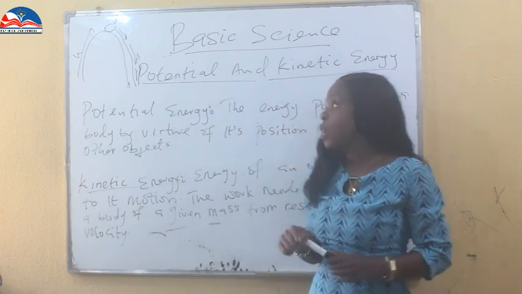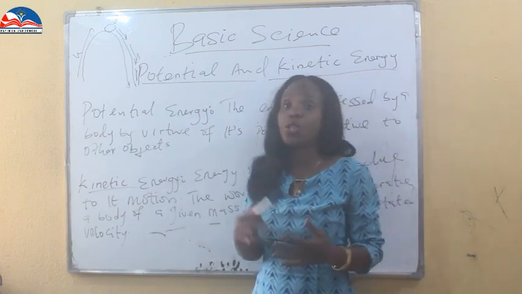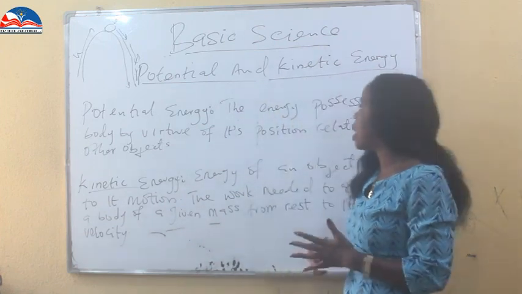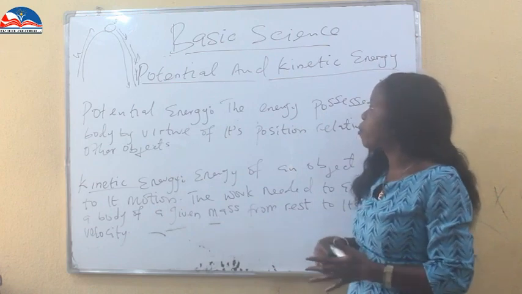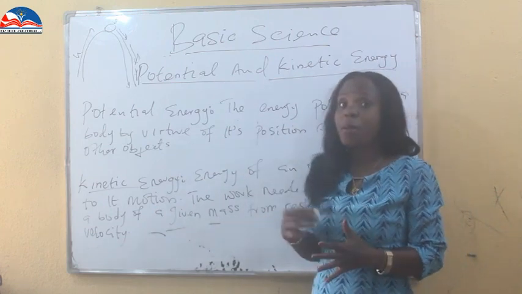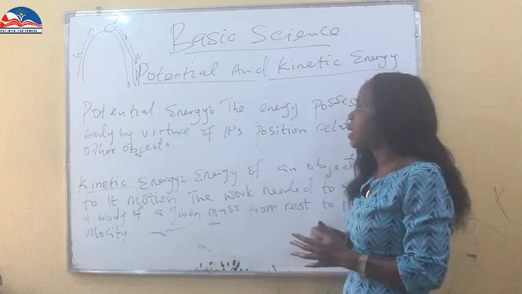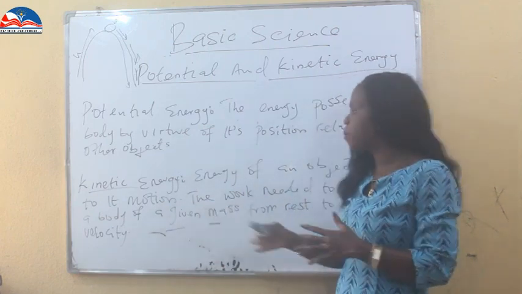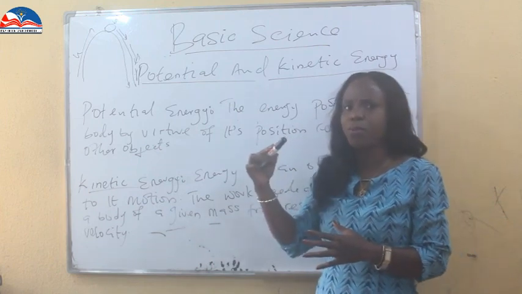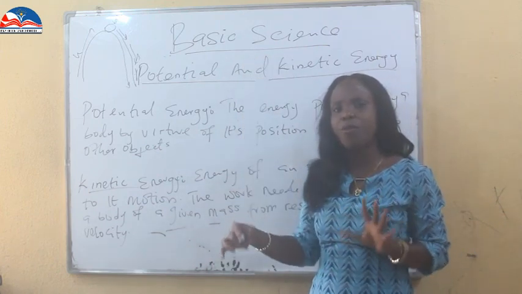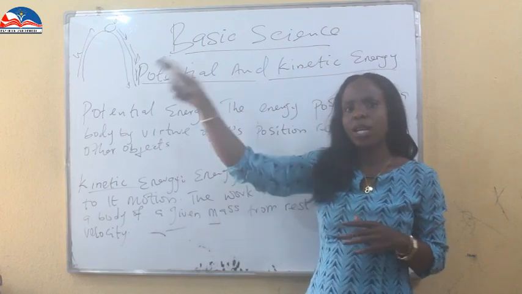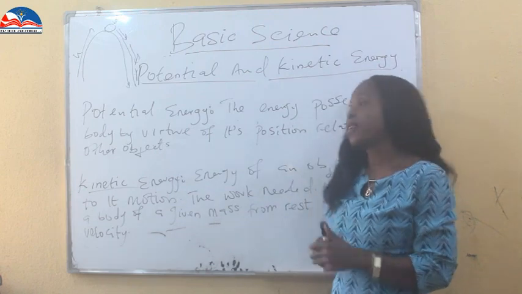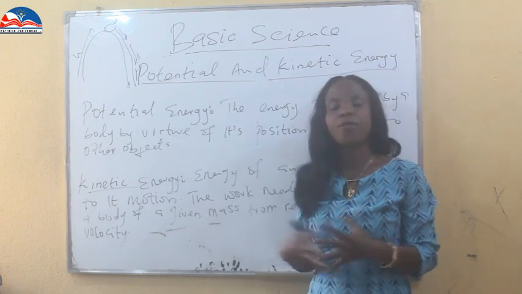Bear that in mind. So in our class for today, we've discussed what potential energy is and what kinetic energy is. Remember that potential energy is energy possessed by virtue of its position, by virtue of its height, while kinetic energy is energy of an object due to its motion, its movement from the place it is placed to another position. That is kinetic energy.